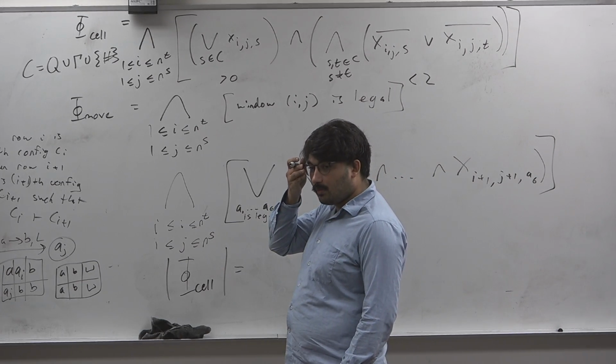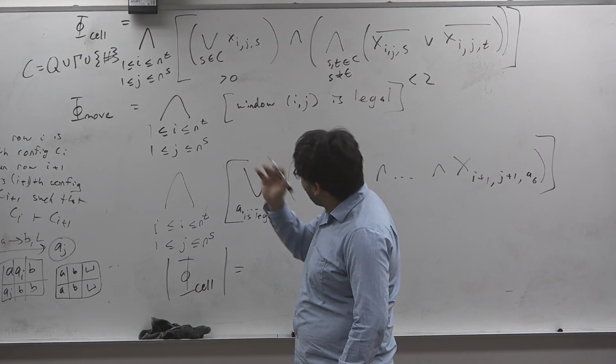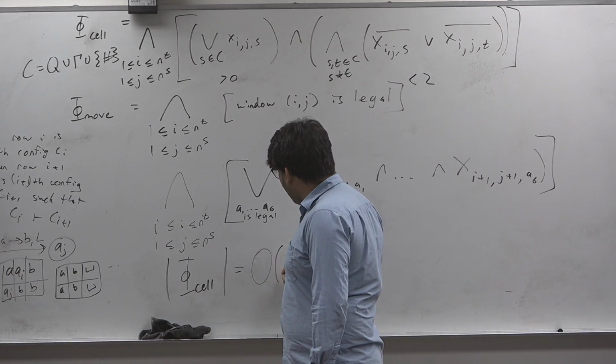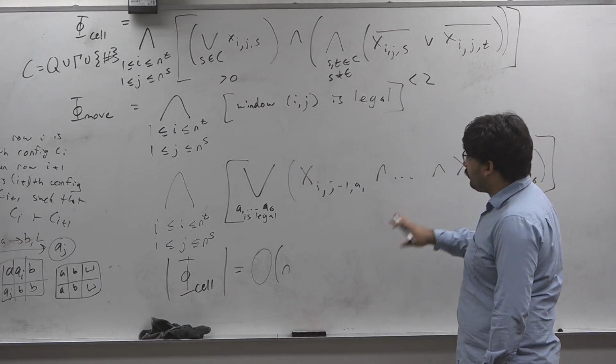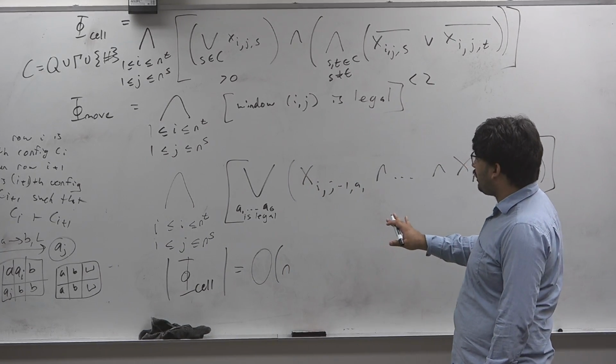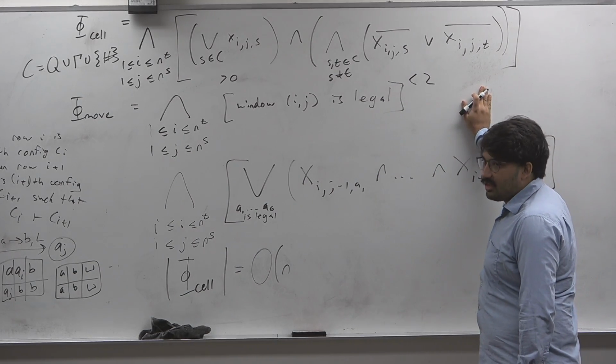Would it be t times s? Let me think. n to the t times n to the s. Yes, that's correct. But to make something simpler, what is the relationship between n to the t and n to the s?